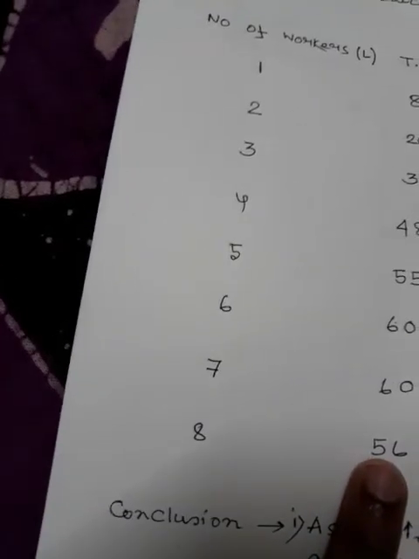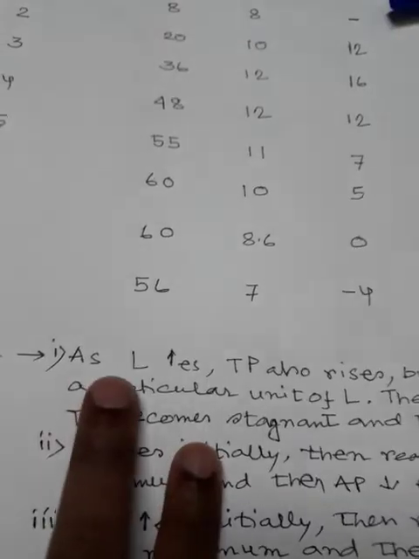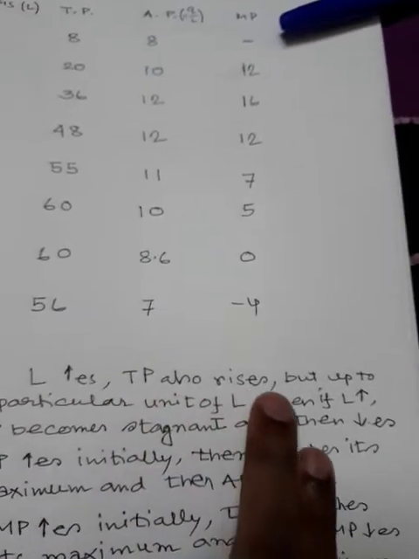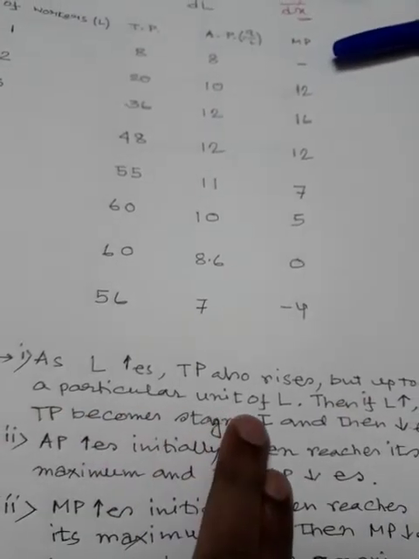But you can see, when labor deployed is 6, then total product is 60. But when 7, it is not increasing, this 60 again. If we add a further labor, you can see a decrease in total production. So, what is the conclusion? We can say this is the conclusion: as labor increases, total product also rises, but up to a particular unit, that is 6 here.